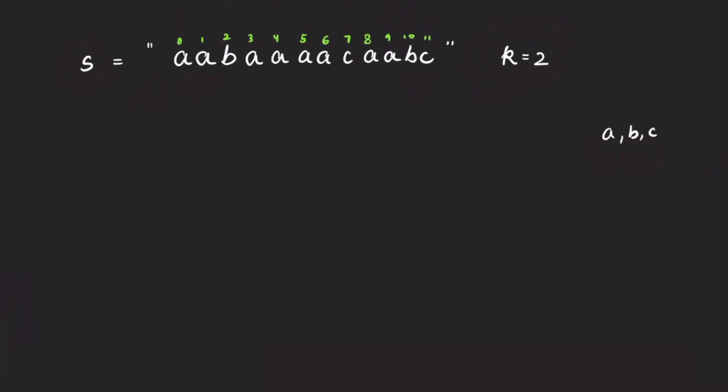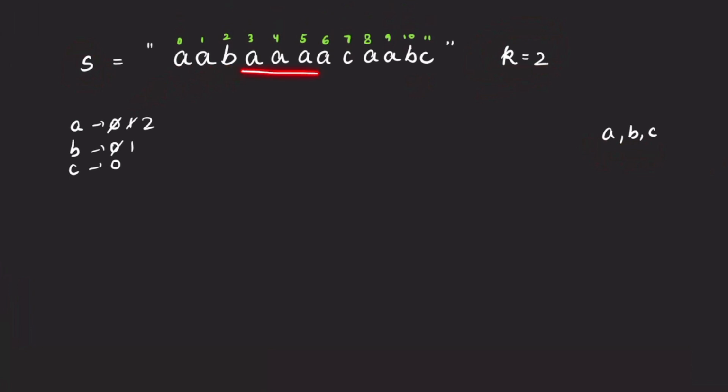So in this case, we need to select at least 2 occurrences of A, B and C. Initially, the counts of A, B and C are 0. So we will select the leftmost element, which is A, so the count will become 1. Then we will select one more A, and the count will become 2. Then we need to select B, next is B, we can take this. So B also became 1.